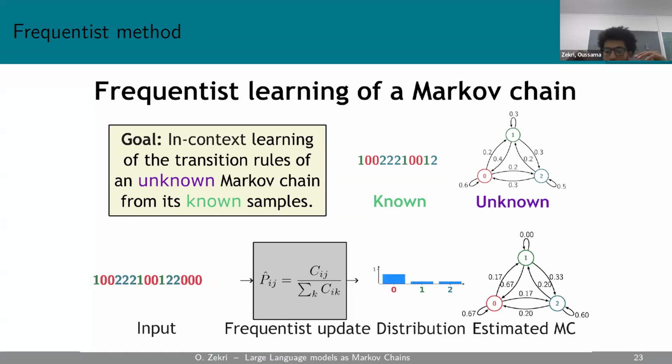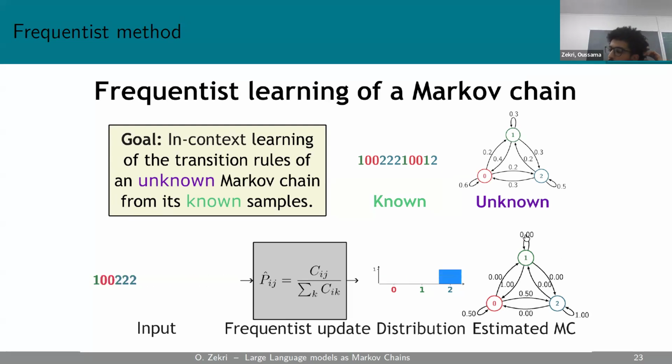So this was for the classical approach. The classical approach was shown to be minimax optimal. It means that if the length of the sample is infinite, you are sure to recover the exact Markov chain.